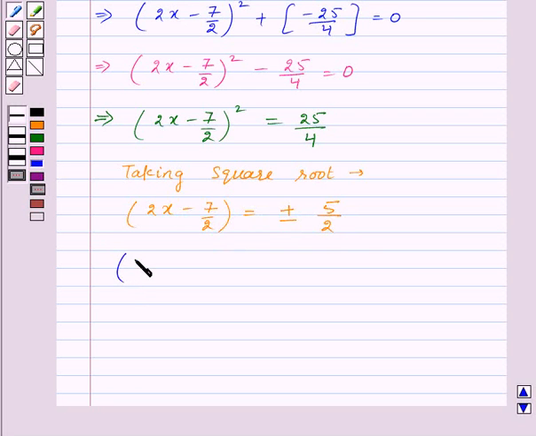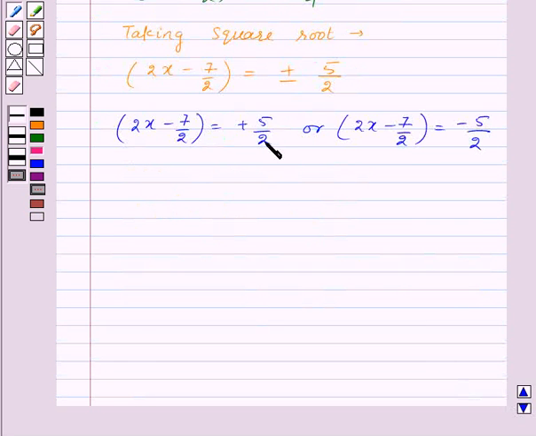That means 2x minus 7 upon 2 is equal to plus 5 upon 2, or 2x minus 7 upon 2 is equal to minus 5 upon 2. Now, we will solve both of these. On solving the first one, we will get 2x is equal to 5 upon 2 plus 7 upon 2, which gives 2x is equal to 12 upon 2, that is 6. This implies x is equal to 6 upon 2, that is 3.